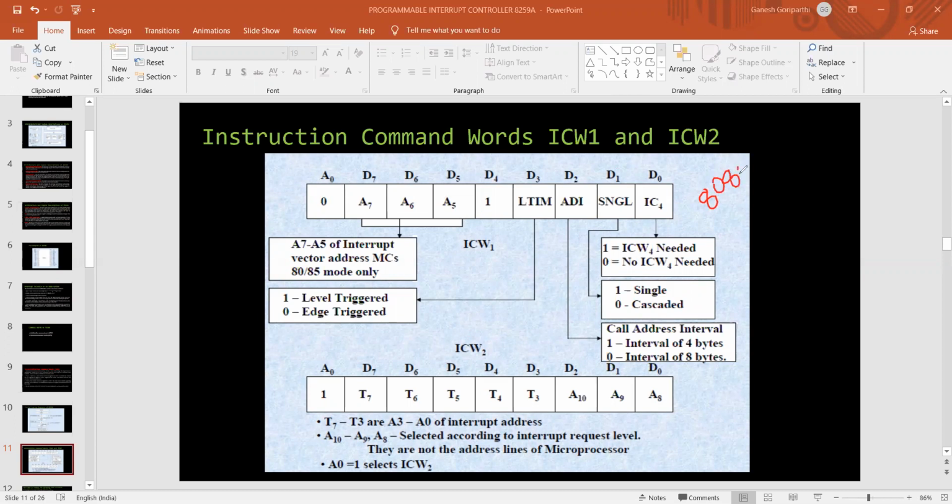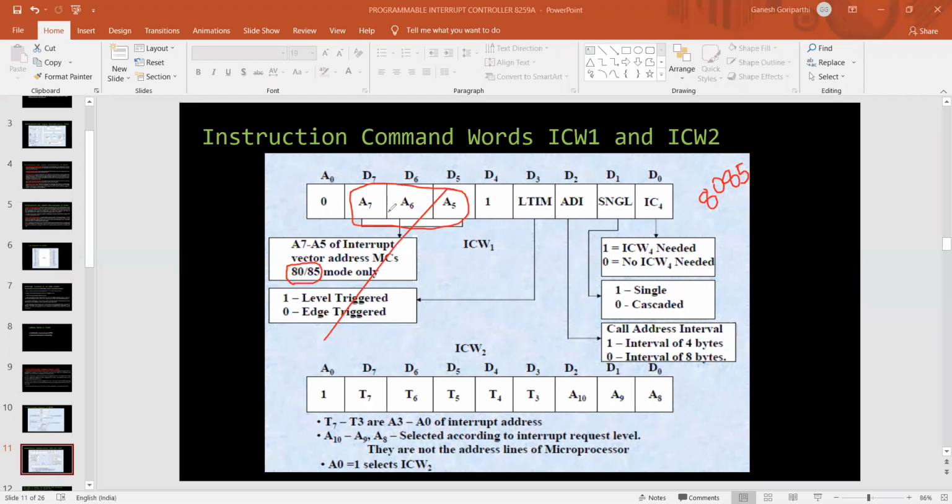Okay, when you are using this for 8085, you need to specify the interrupt vector address, the address of the peripheral device. But in case of 8086, you need not specify the interrupt vector address. That is why these bits are categorized only for 8085 operations.